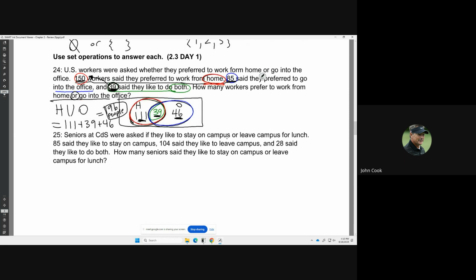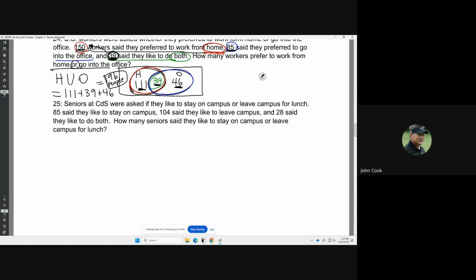Okay, one last problem from this page, number 25. Seniors at Corona del Sol were asked if they like to stay on campus or leave campus for lunch. So those are our two options: stay on campus or leave campus. So let's say stay, that's S, and then leave, L. Okay, so 85 people said they like to stay on campus. It looks like it's going to be a similar setup as the previous one, where we have people that want to stay on campus and people that want to leave campus.